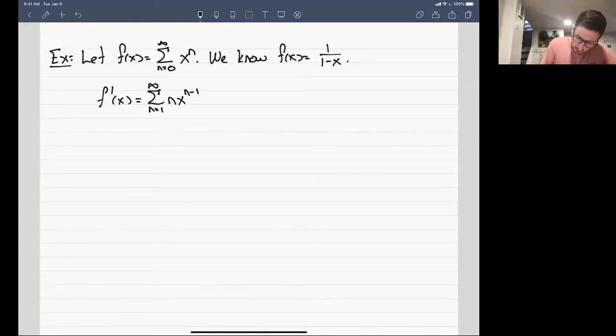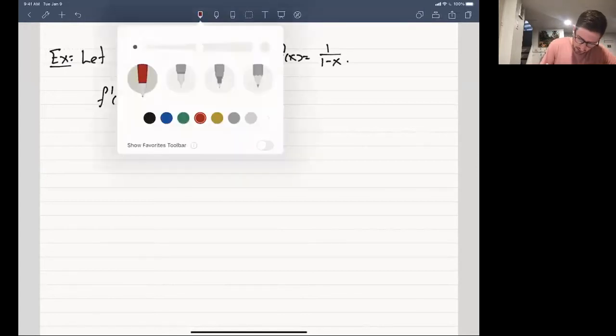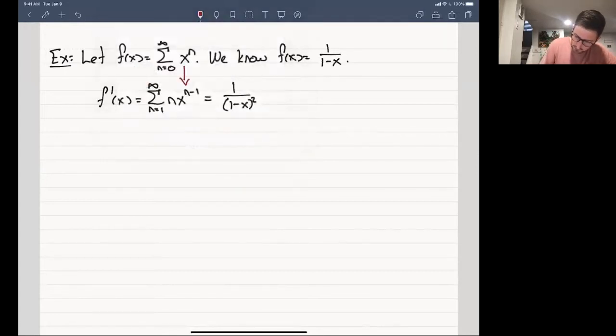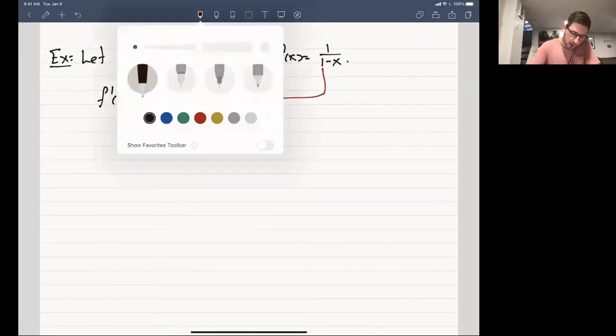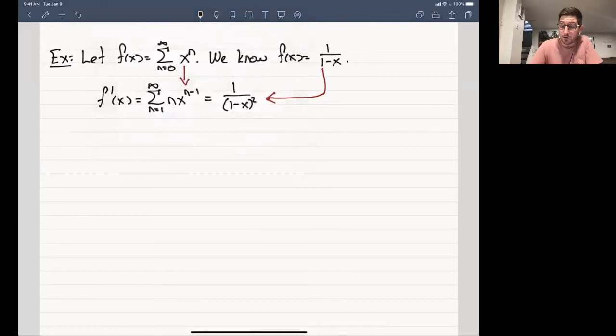And we also know that this thing is equal to 1 over 1 minus x squared. So maybe if I draw some arrows here, that derivative here, and here is the other derivative. So now if you ask yourself, what is the power series of 1 over 1 minus x squared? Well, it's n times x to the n minus 1, for minus 1 is less than x, which is less than 1.